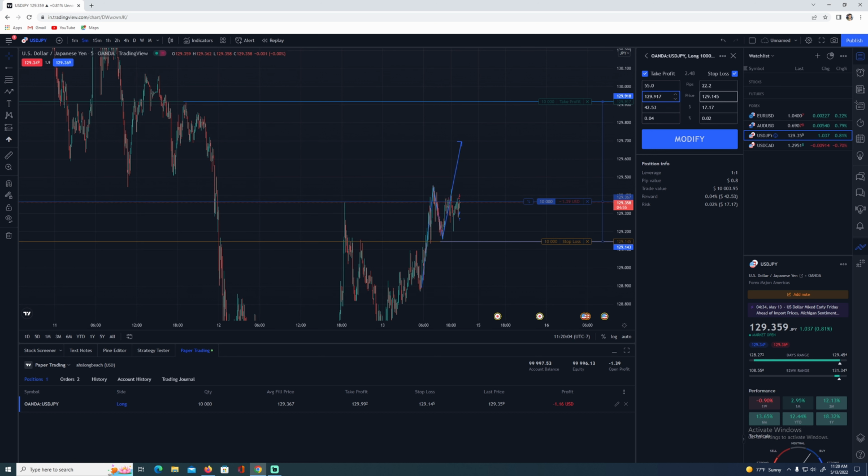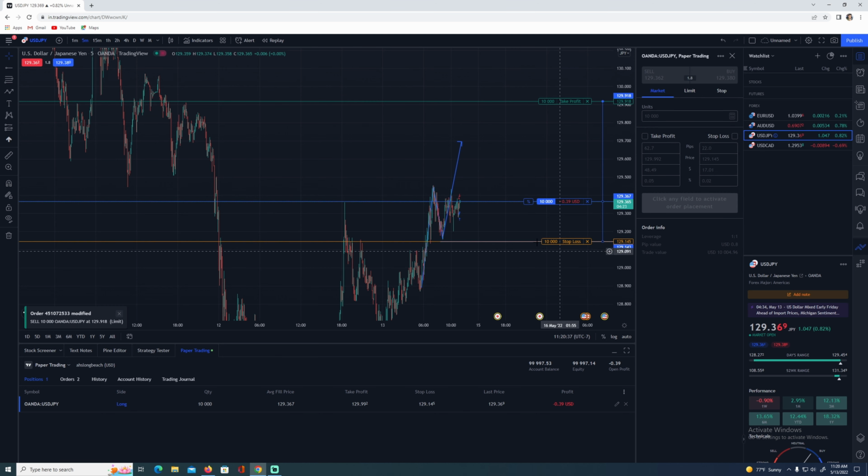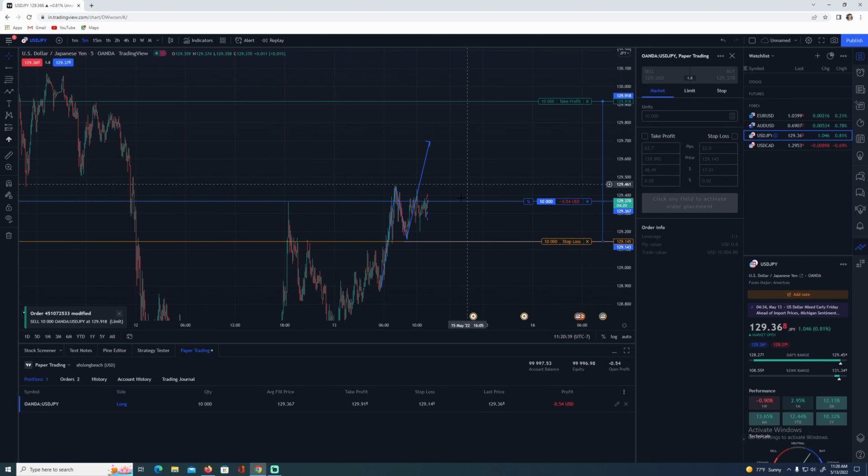So 918, we can go now over here and check it again, adjust it, make sure it's what we want. So that's 129.918, which is where our line was. And now it says that we are risking $17.17. And if price gets up here, we will be profiting $42.61. All right. We click modify, and now the orders are exactly where we wanted them.